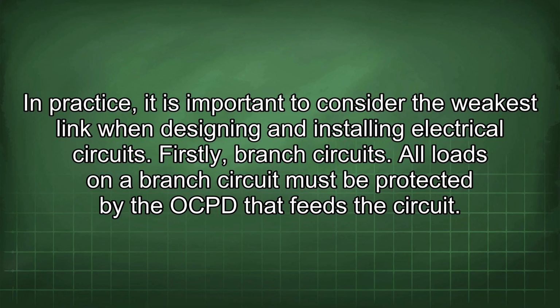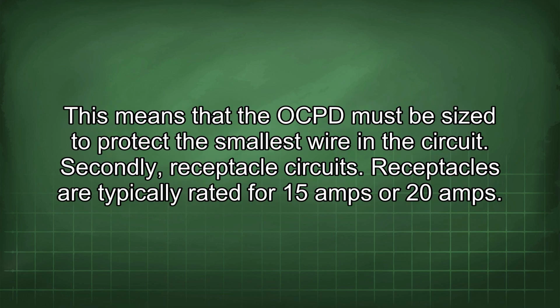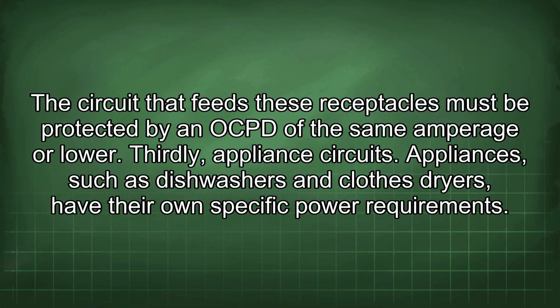Firstly, branch circuits. All loads on a branch circuit must be protected by the OCPD that feeds the circuit. This means that the OCPD must be sized to protect the smallest wire in the circuit. Secondly, receptacle circuits. Receptacles are typically rated for 15 amps or 20 amps. The circuit that feeds these receptacles must be protected by an OCPD of the same amperage or lower.